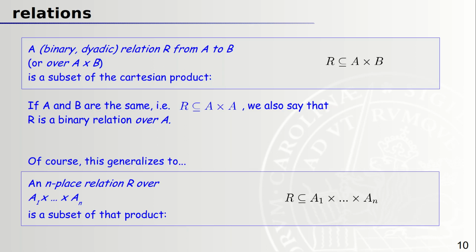Like Cartesian products, this generalizes easily to relations involving more than two things from more than two sets. An n-place relation is simply a subset of a Cartesian product of n sets. That is, it is a set of n tuples.